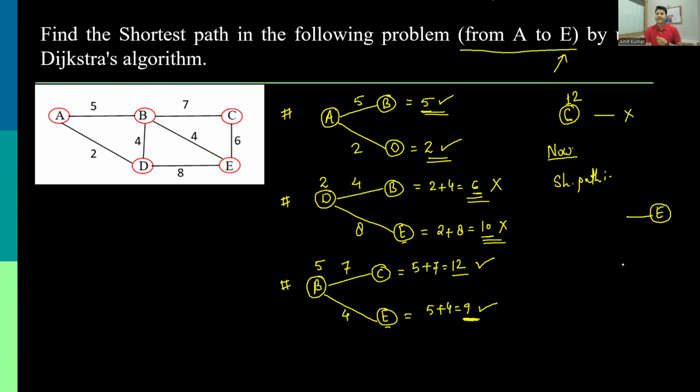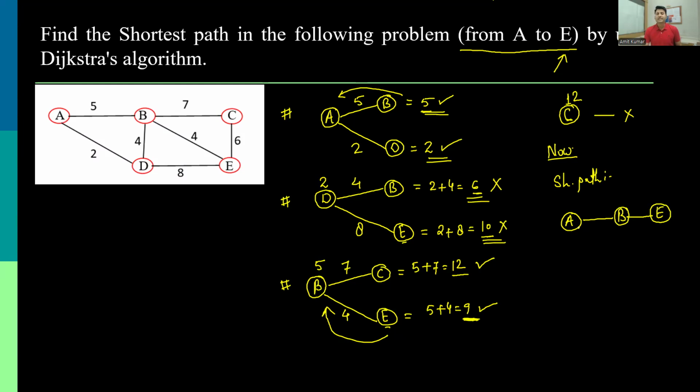How do we reach E? Let's see in this step. The selection of E is through the vertex B. So the previous one should be B. Now let us see how we selected the vertex B. Vertex B is selected over here, through A, and A is your initial vertex. So the task is done.